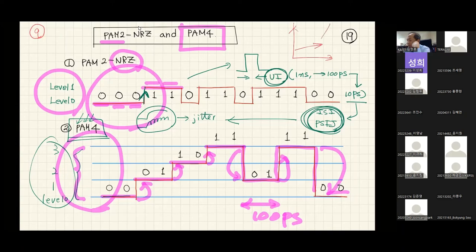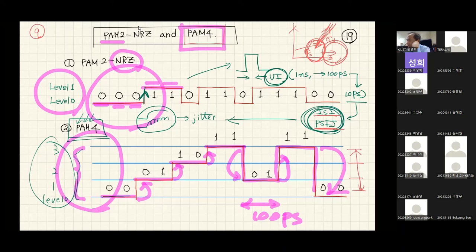because of skin effect loss and dielectric loss, we are suffering more and more loss if we move to higher frequencies. So our approach of PAM4 is we are staying here at low frequencies. We are avoiding ISI and PSIJ, but we are dividing the voltage into four different levels.